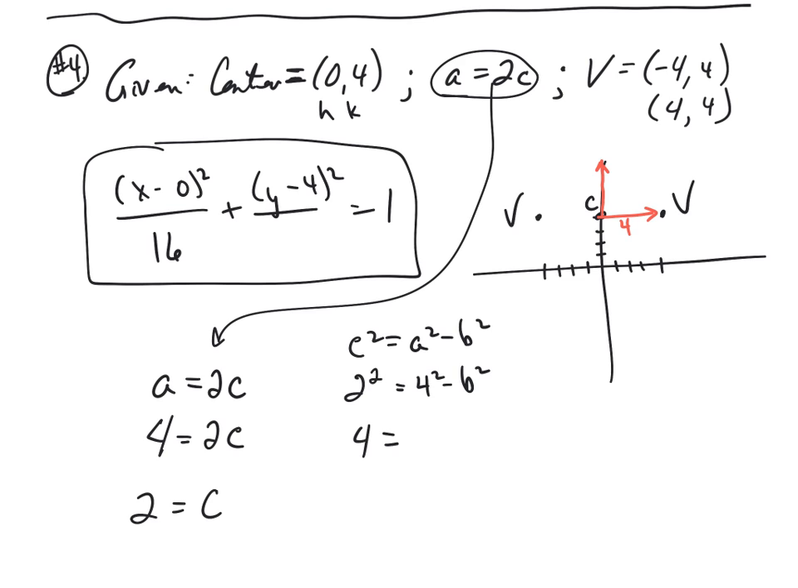2 squared is 4, 4 squared is 16. Move the 16 to the other side by subtraction. 4 minus 16 is negative 12. And divide both sides by negative 1. So the b squared value is 12. And we have everything we need for our equation.